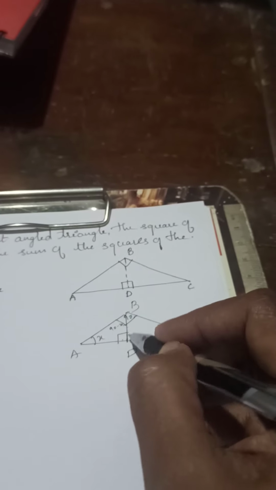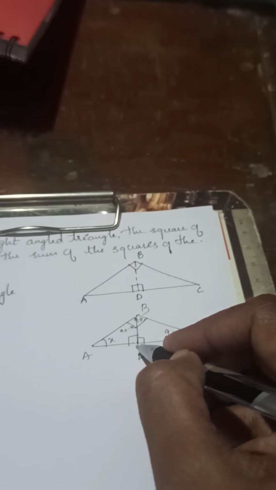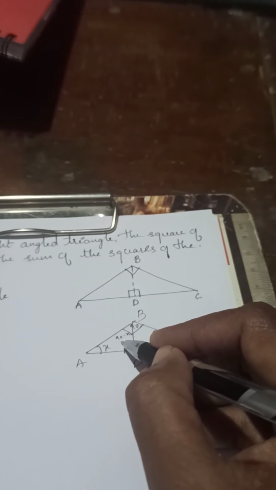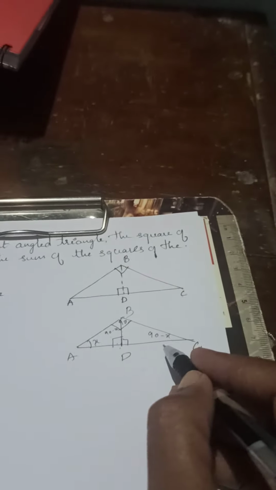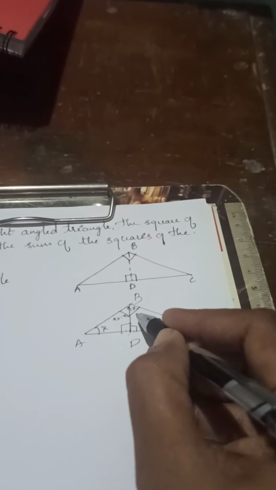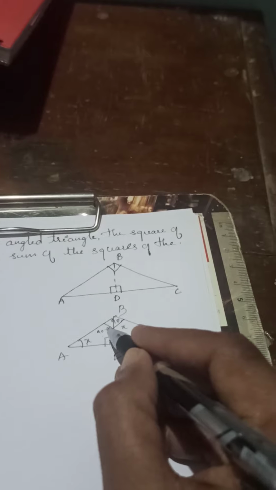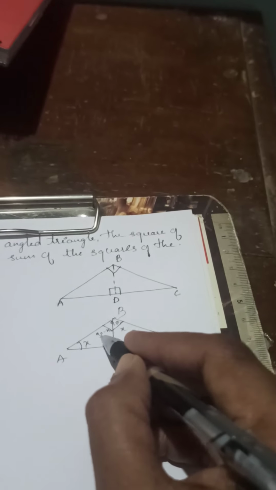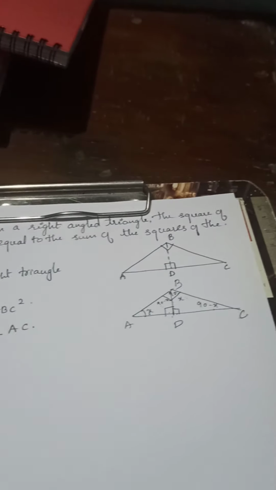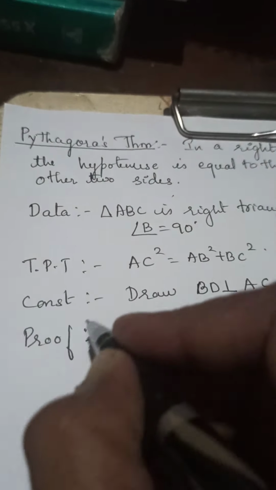Okay, ABD, this is 90. This is x, already we have taken it as x, so this will be 90 minus x. Here already we have written 90 minus x. This is 90 and this will be x for our convenience. So minus plus cancel, again 90 degree you got. One side is x and one side is 90 minus x. Okay, so now we have to go to the proof.